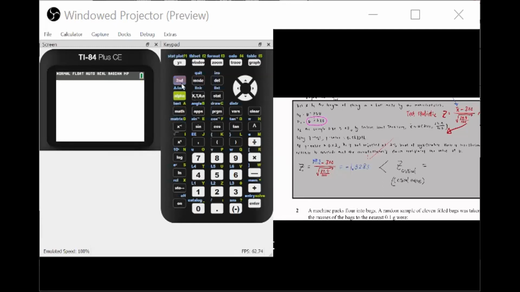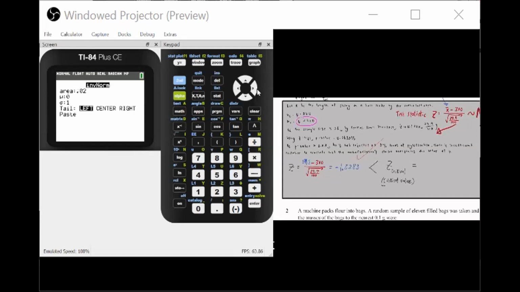Second, distribution, inverse norm. What is the percentage we're doing? The alpha percent? 3%. So 0.03 and 0.1. And we're doing what tail test? Left tail test, so we select left. Then we paste it, so you get negative 1.88.